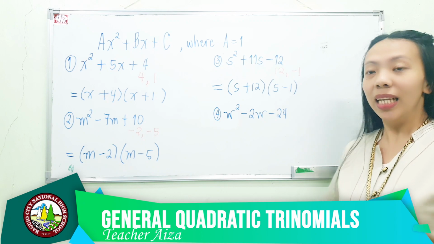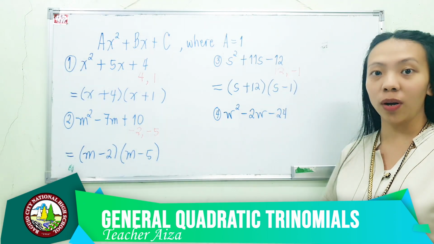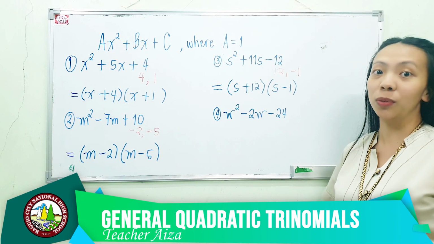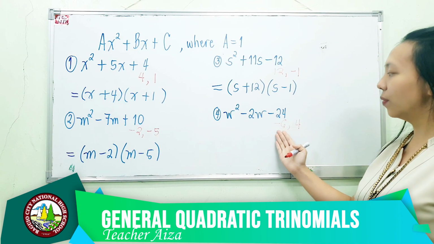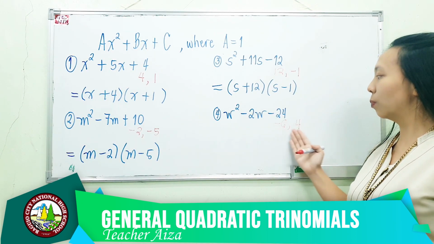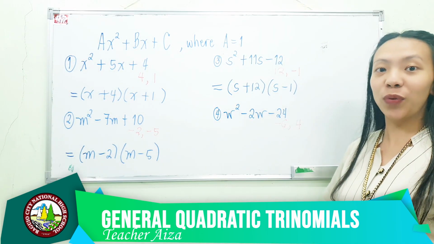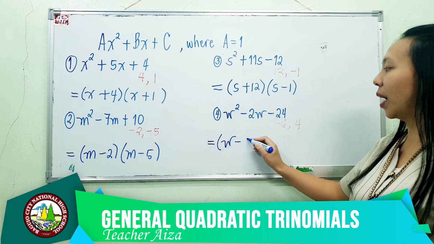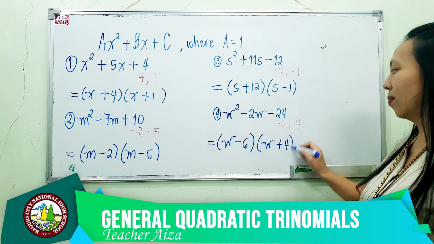And lastly, let's find out the factors of w squared minus 2w minus 24. The factors of negative 24 that when added will give us a negative 2 are negative 6 and 4. Negative 6 times 4 is negative 24, and negative 6 plus 4 equals negative 2. Therefore, the factored form of the given polynomial is the quantity w minus 6 times the quantity w plus 4.